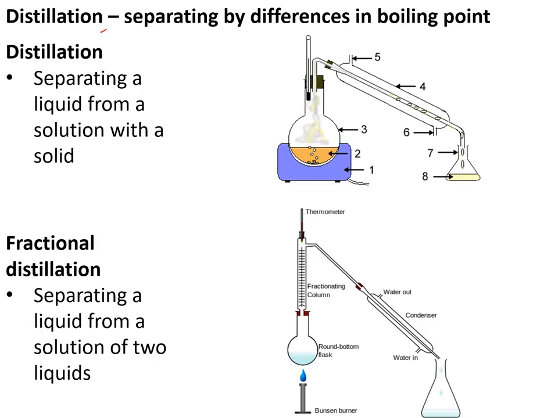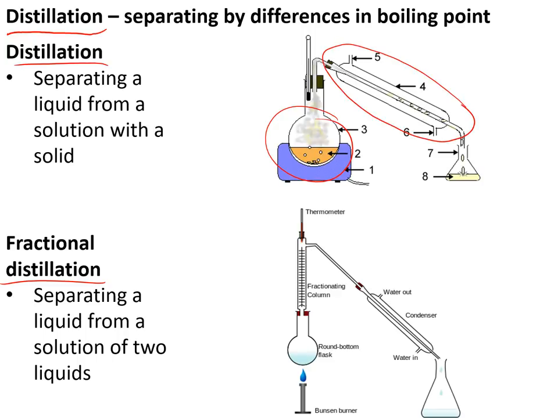Distillation is used to separate out liquids from mixtures. So there's simple distillation here and fractional distillation. Simple distillation allows us to collect a liquid from a solution with a solid. So for example, you might have a solution of seawater and you want to collect the water from that seawater. It works like this. So you heat your liquid in, say, a round bottom flask like that. And what you do is you pass the vapors through this thing here. This thing here is called a condenser.